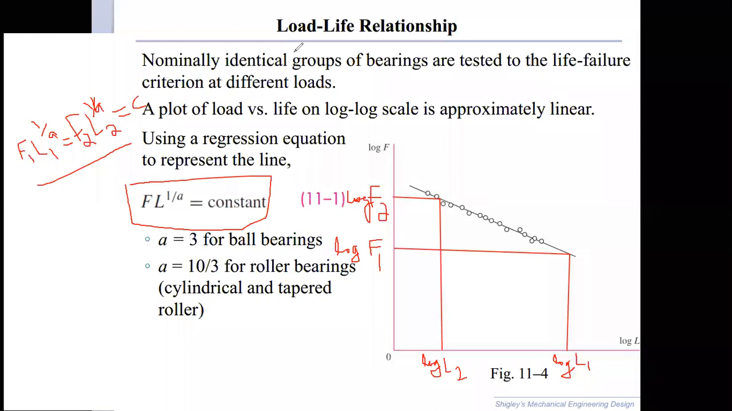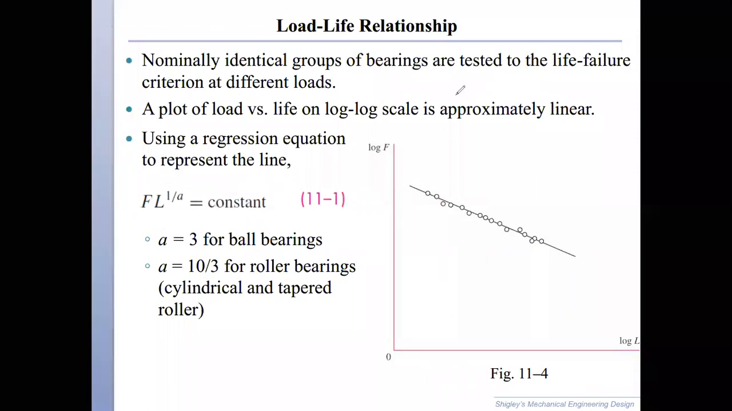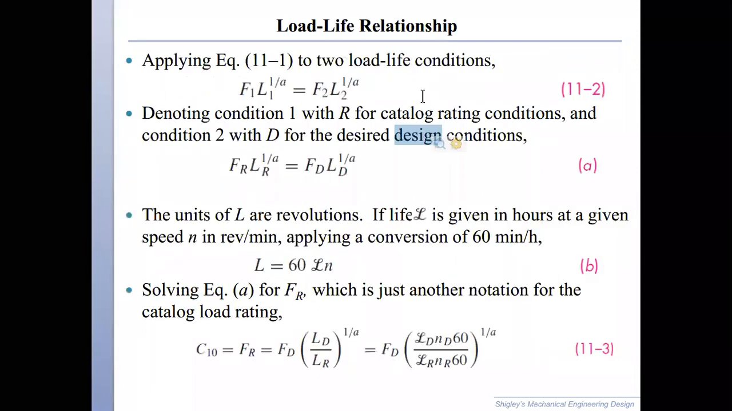Now similarly, so let's say that this thing denotes condition 1 with R for the rating, agar main 1 ko R keh dun to can I replace this by FR LR^(1/A), and then I'll have FD. If I put D instead of 2, main D karun to FD LD^(1/A).